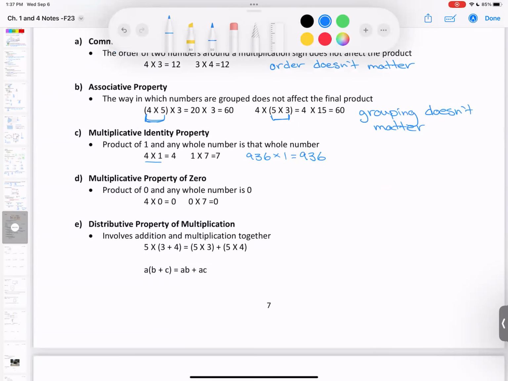And last property is the distributive property. And I'm going to say that I like to think of it as the rainbow.